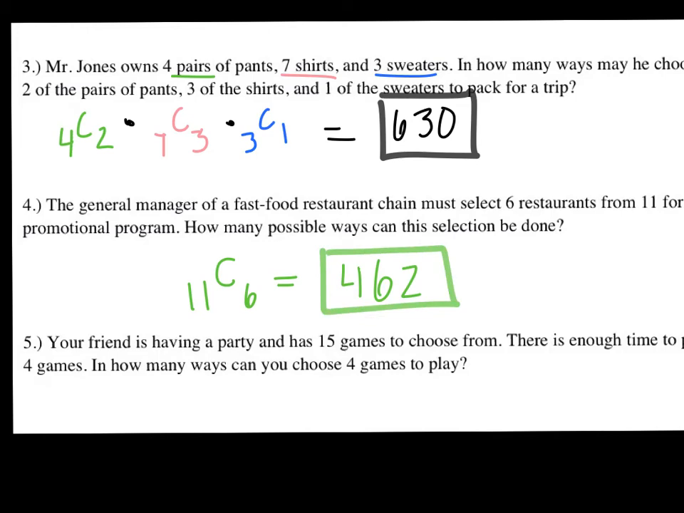Number 5, it says your friend is having a party and has 15 games to choose from. So there's enough time to play 4 games. So in how many ways can you choose 4 games to play? So 15, we can only choose 4 of them. That gives us 1,365. So 1,365 ways to choose 4 of 15 games.